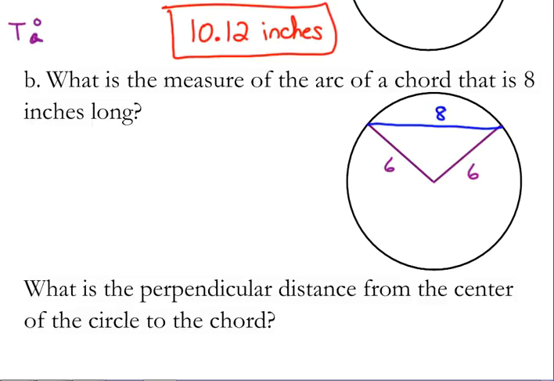They want to know the measure of the arc. Well, what did we learn yesterday? The measure of the arc is the same as the measure of what? The central angle. So we need to find that angle there. Well, we can't find it the way it is. We got to go back to what we just learned. We got to split this into a right triangle.